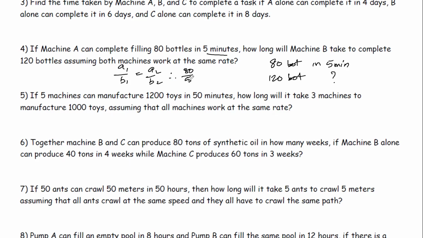So 80 upon 5 is equal to 120 upon B2. Therefore, B2 is 5 into 120 upon 80. 4 3s are 12, and that's it, 15 by 2 minutes. That's your answer. So now the question is, we couldn't really use any of the expressions. Only after understanding the question, we figured out that we can use A1, B1 by A2, B2. Correct.